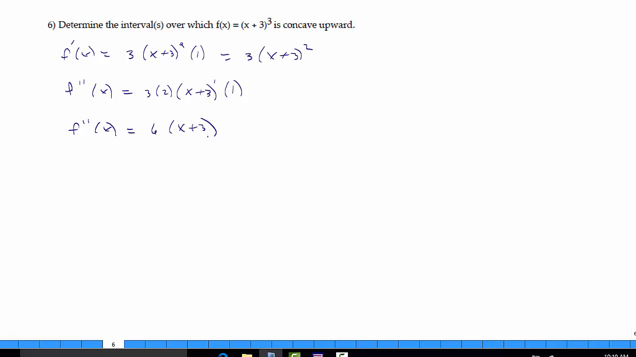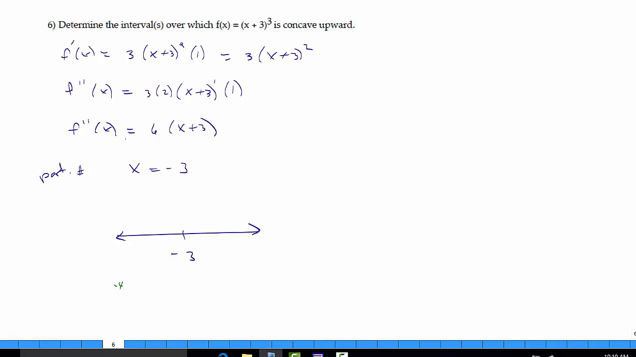Okay, so what are my partition numbers going to be? So again, anywhere this is equal to 0. 6 can't equal 0, but x plus 3 will give me x equals negative 3. That's my partition number. All right, that's great. I only have one partition number, which means 2 test points. Okay. Picking a number to the left of negative 3, so something between negative infinity and negative 3, I'm going to go with negative 4.